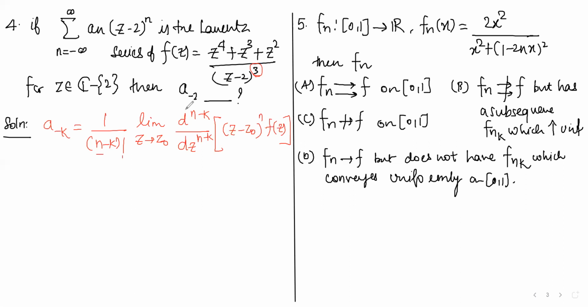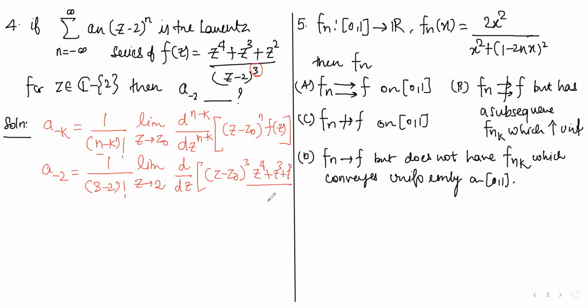And I want a minus 2, so k is 2. So a, it will be 1 upon 3 minus 2 factorial and limit over z tends to z naught, which is 2. And then d of 3 minus 2, which is 1. That means it's only 1 time we need to differentiate. So d over dz of z minus z naught power n, which is 3, and then I have my function, that is z power 4 plus z power 3 plus z square upon z minus z naught power 3.